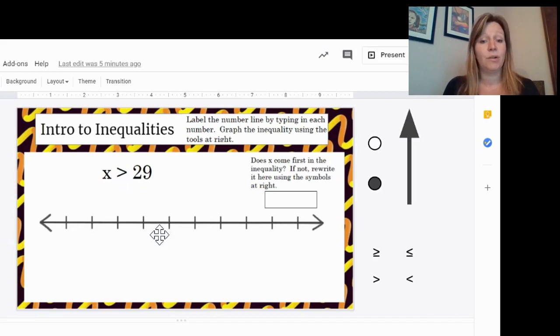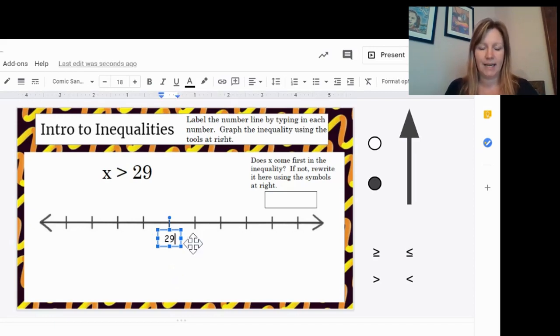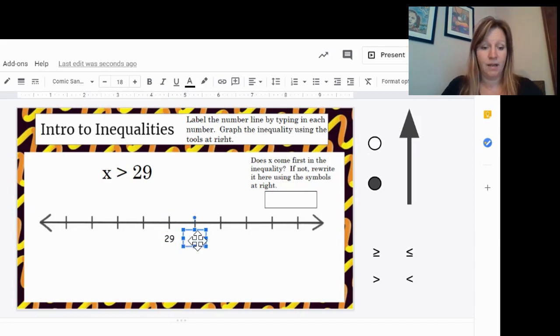So what we do to graph this is first label the number line. Up here in the directions, it says label the number line. Somewhere in the middle, you want to start with the number that you're given. We're starting with 29, so I'm going to type 29 in. Keep in mind that when we're labeling a number line, numbers to the right get bigger. So the next one would be a 28. Oh, that's not bigger. The next one would be a 30, sorry.